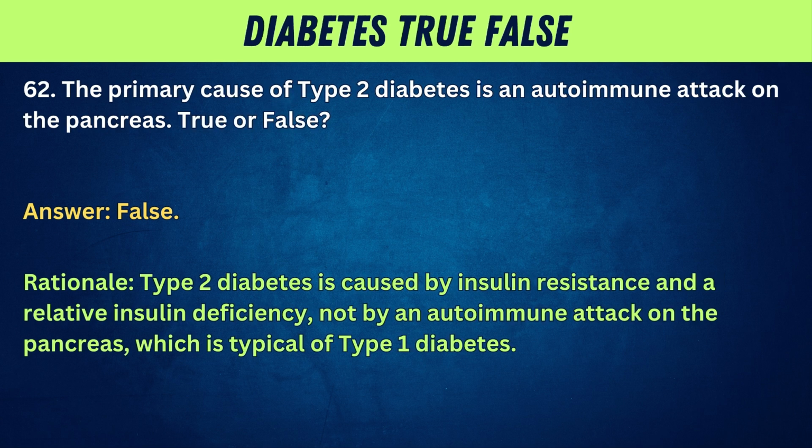62. The primary cause of type 2 diabetes is an autoimmune attack on the pancreas. True or false? Answer: false. Rationale: type 2 diabetes is caused by insulin resistance and a relative insulin deficiency, not by an autoimmune attack on the pancreas, which is typical of type 1 diabetes.